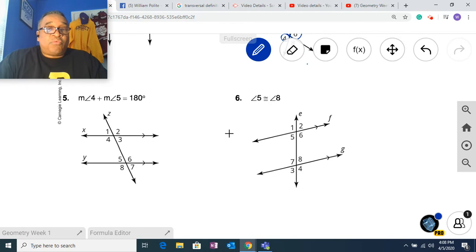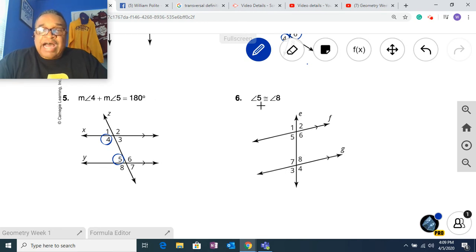Okay, why is the measure of angle 4 plus the measure of angle 5 supplementary, or equal to 180 degrees? Why are angle 4 and angle 5 supplementary to each other? What's their relationship? They're same side and they're interior. Look back at your chart, look in your package.